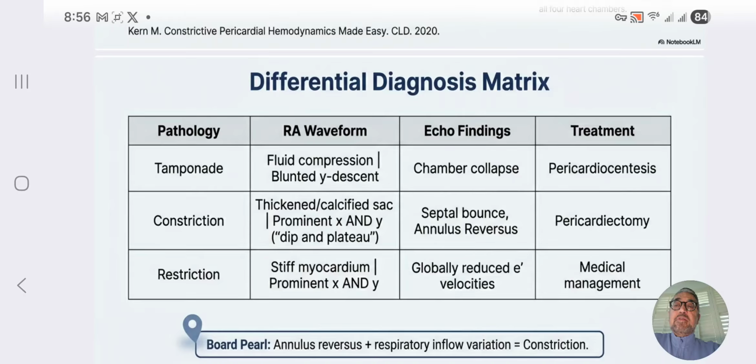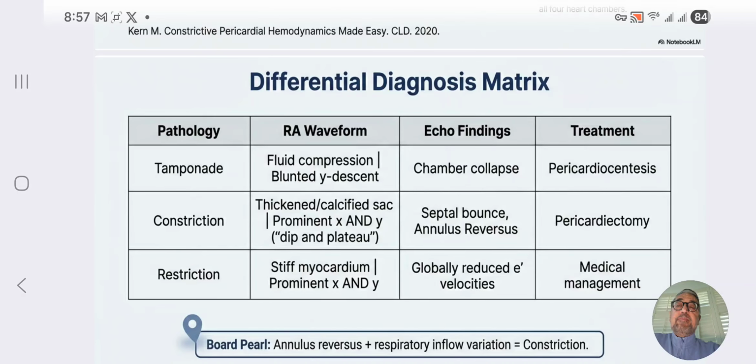The differential diagnosis includes tamponade, constriction and restriction. In tamponade, on the RA waveform, there is fluid compression and a blunted Y descent. In constriction, there is a prominent X and Y descent with a dip and plateau like a square root sign. In restriction, there is a stiff myocardium with a prominent X and Y.